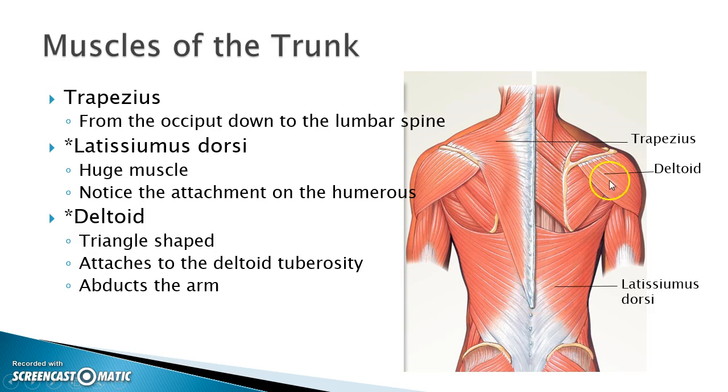And the third one here is the deltoid. And this covers the shoulder. Deltoid actually means triangle. And so you can see it's going to actually go all the way around in the front as well, on the clavicle and scapula, and then attach at that deltoid tuberosity of the humerus. And when it contracts, it pulls the arm up or abducts the arm.